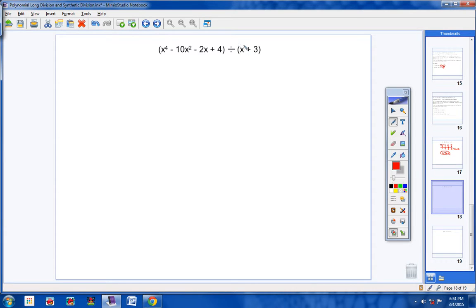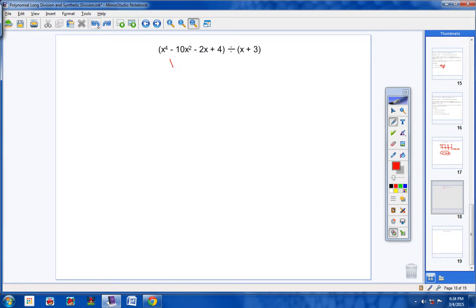Is it linear? Yes, I have a power of 1. Is my lead coefficient 1 right here? Yes. So I've met the requirements for synthetic division. Now, is this written in standard form? Yes, it is. I know we're missing a term right here, but that's okay. It's still written in standard form.